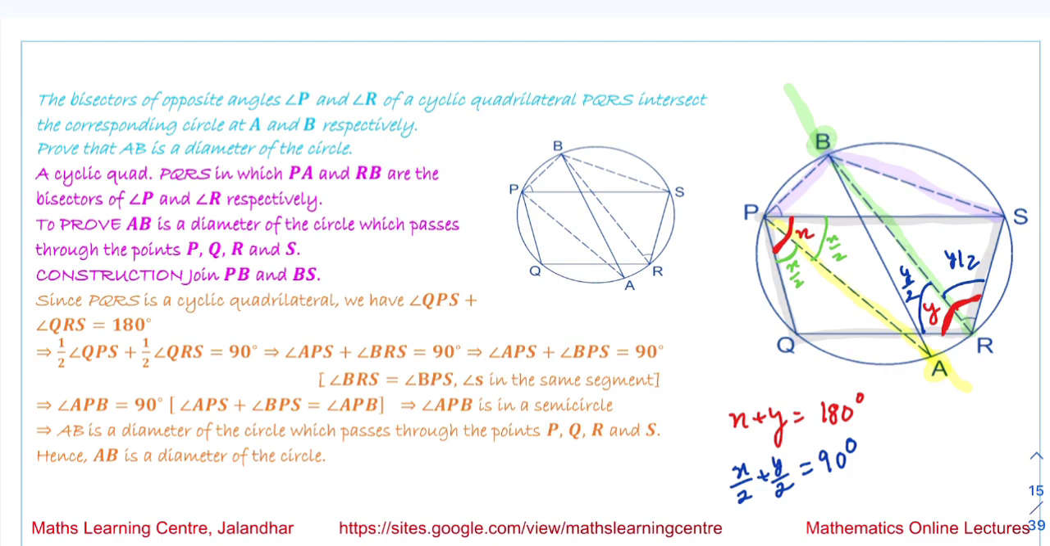Now look at these angles over here. We are talking about this angle QPA. This is on the arc AB.